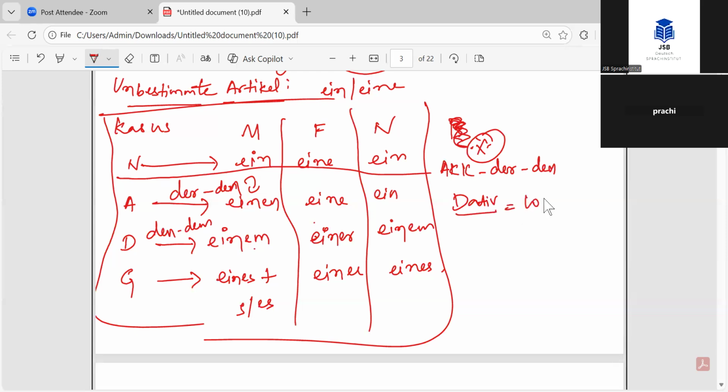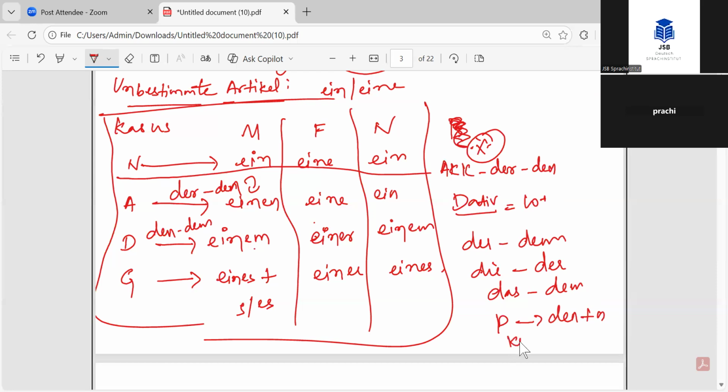Okay, so dative has a lot of changes. So what are the changes? Masculine changed, feminine changed, and neuter changed. Okay, and plural also changed, plus n. So for example, plural is Kinder. If I write it in dative case, I add the n: Kindern. Okay, then genitive, position, right? Along with that you can write s plus es, you can add. And the article is changed, that you have to remember.